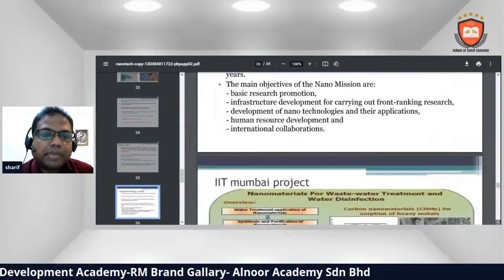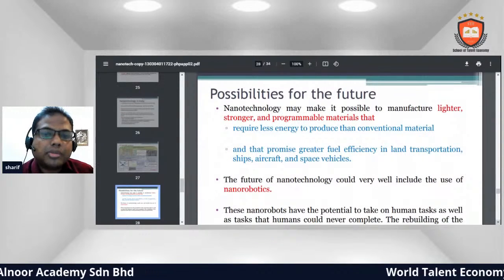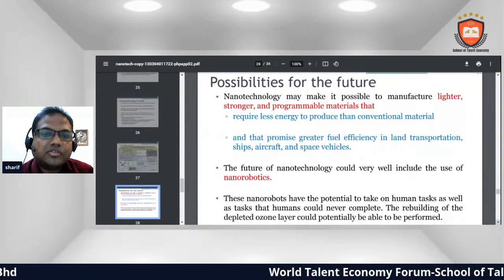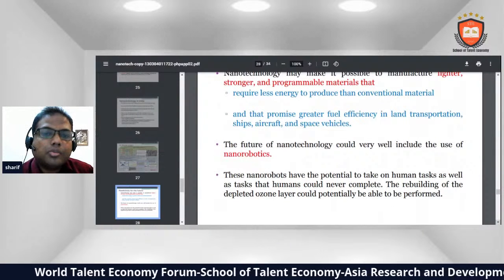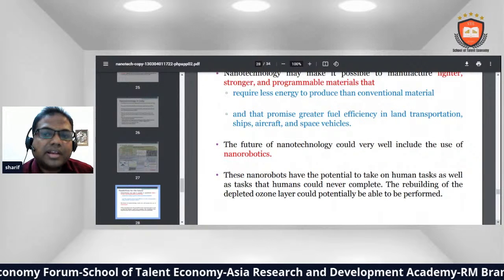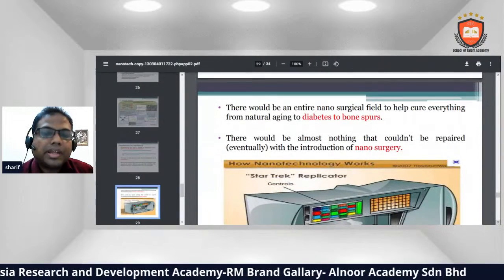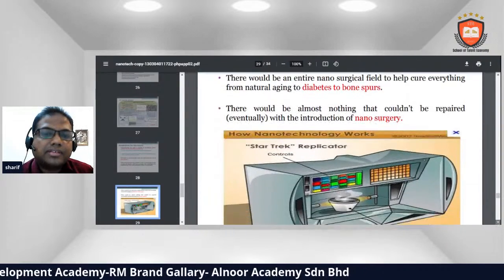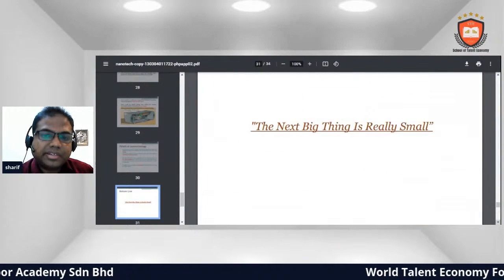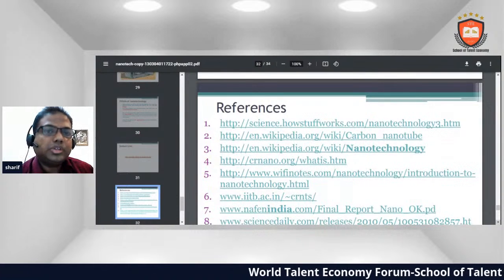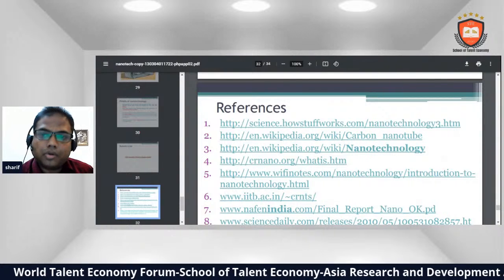Nanotechnology in India: there is a big market. At IIT Bombay, there are different kinds of projects possible for the future. Nanotechnology may make it possible to manufacture lighter, stronger, and programmable materials that require less energy to produce than conventional materials. It promises greater fuel efficiency in land transportation, ships, aircraft, and space vehicles. There would be an entire nanosurgical field. And most importantly, pitfalls of nanotechnology. Bottom line, the next big thing is really small. There are different kinds of references and other things we can follow up with.